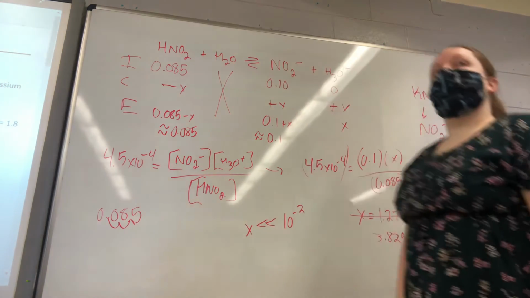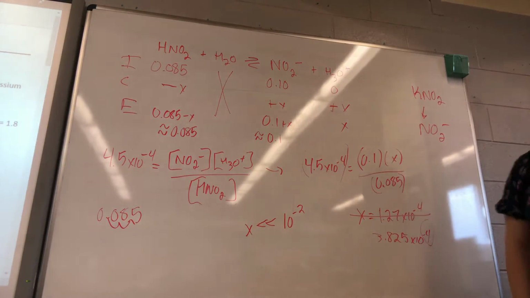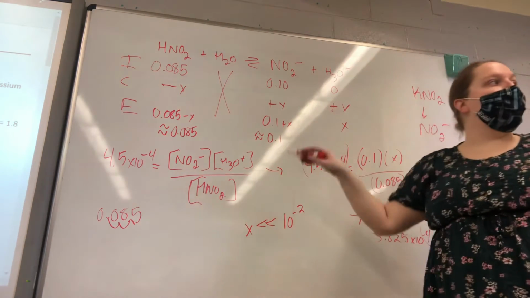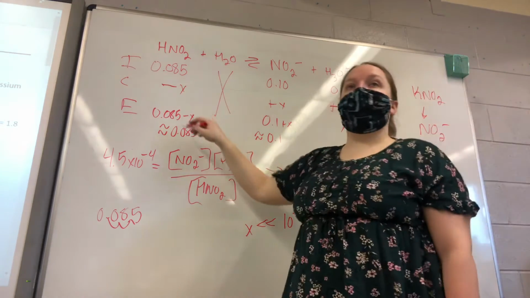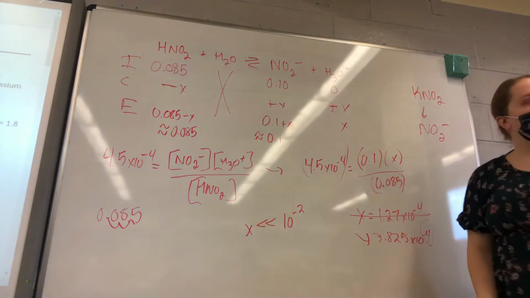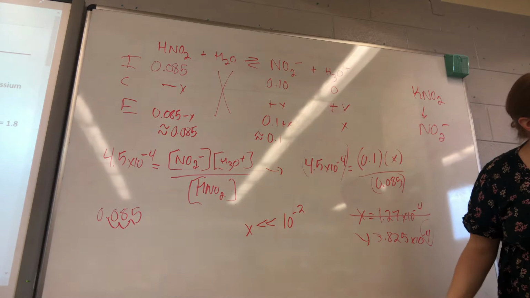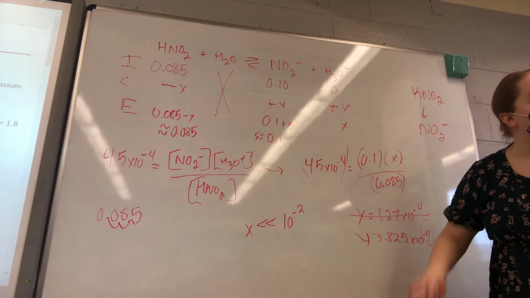Where do we check it with? How do you plug it? You're just comparing the two, right? All right. You could plug it back in. You could do 0.085 minus this number and see what the difference is if you really want to check it. But if it's two orders of magnitude, you're good.